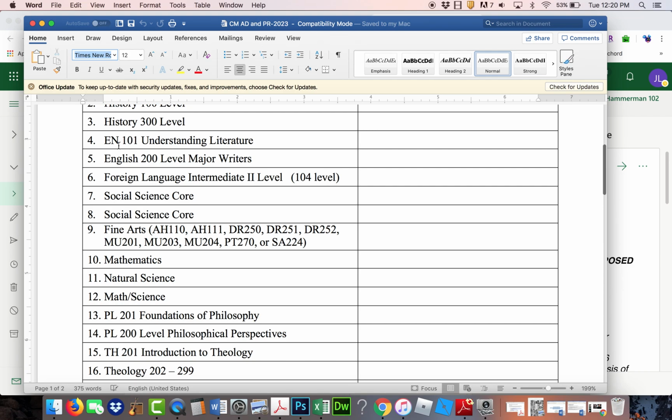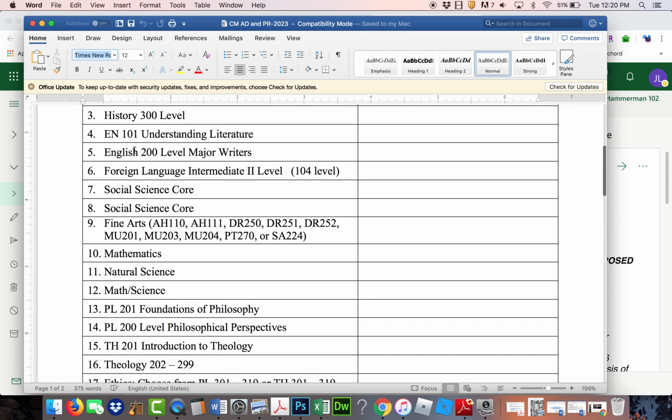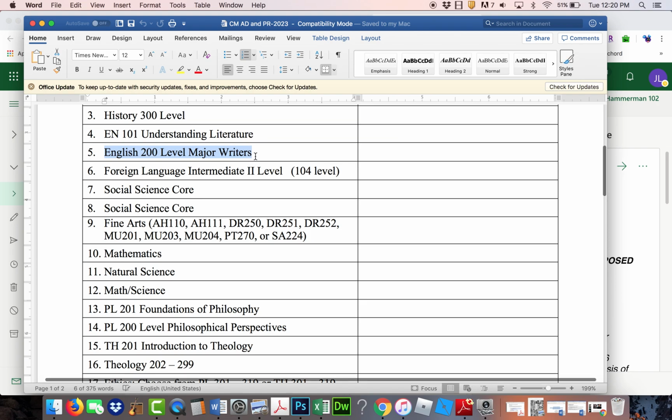Same thing with English 101. You should go ahead and take that this semester if you're not taking it right now. The second level English, similar to the second level history, is often taken care of if you're going abroad. Not always, but you can leave it for your junior year.